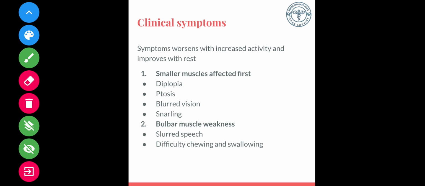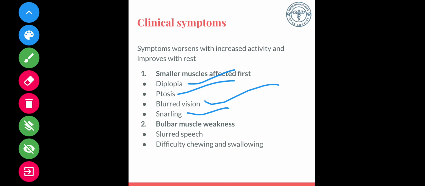First, only the smaller muscles will get affected. So here you can have diplopia, that's double vision. There will be ptosis, a drooping of the eyelid. There would be blurred vision, and squinting can also be seen in the eyes. So this is the major symptom seen through the effect on the smaller muscles.